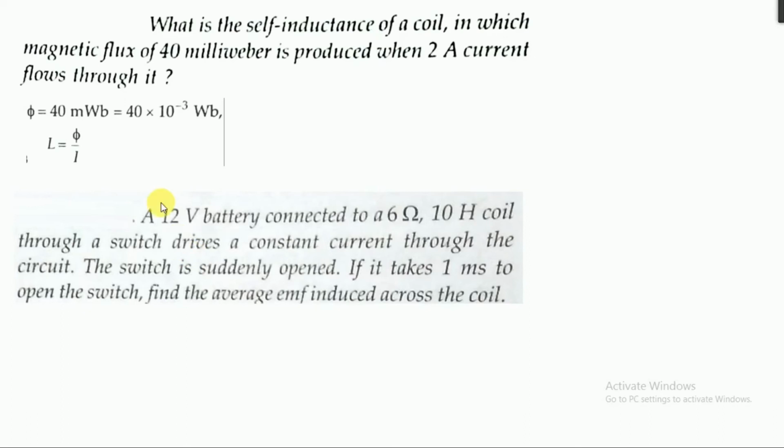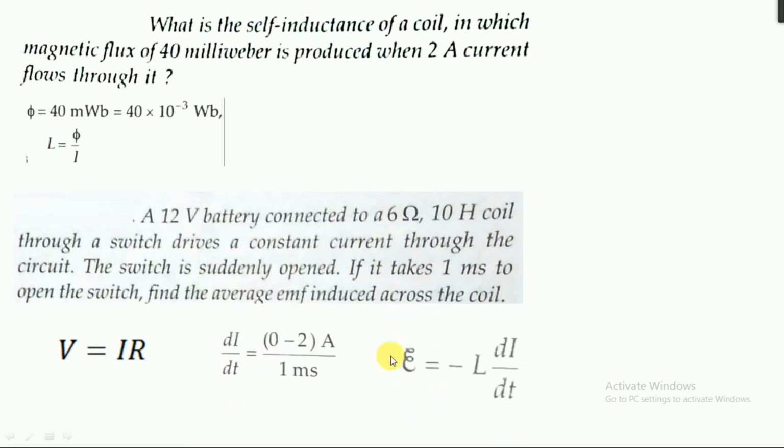Now out here, a 12 volt battery is connected to 6 ohm. That means current is not given, but we can find the current using Ohm's law, and inductance is given, so we have to find the induced EMF. From here we'll find the current, and time is given, so di upon dt is there. Now we can find induced EMF easily using this formula.